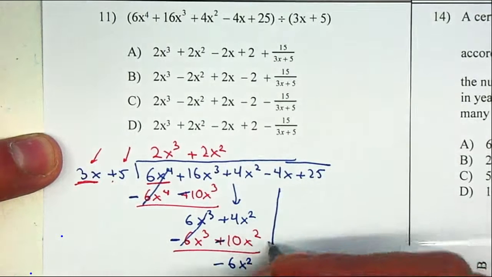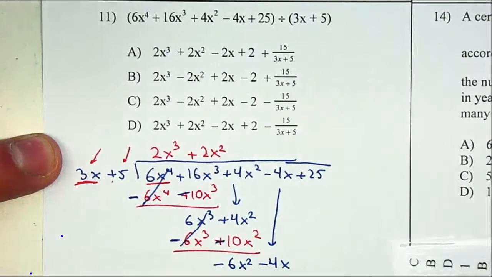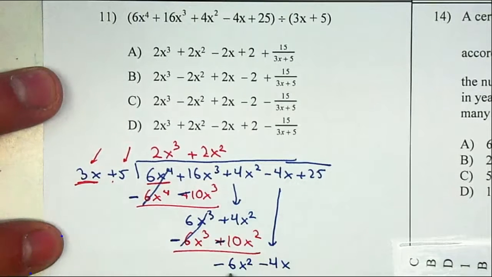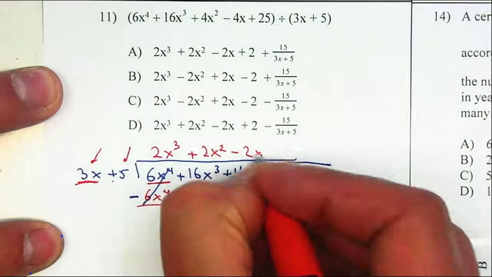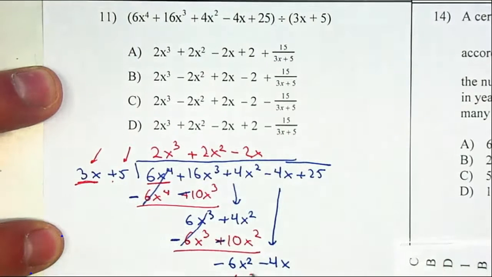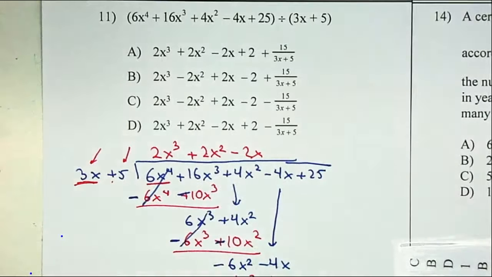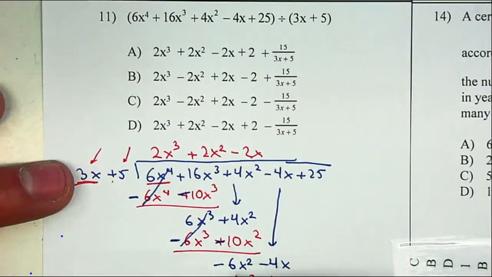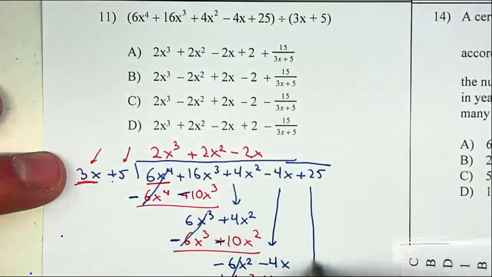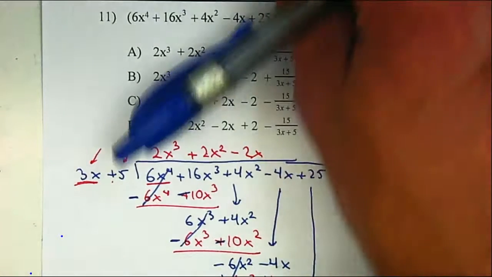Bring down your next number, which will be a negative 4x. What do I need to multiply 3x to get negative 6x squared? It will be a negative 2x. And multiply it out, gives me a negative 6x squared minus 10x. I'm going to subtract by changing the signs and adding. Last will be to bring down your 25.